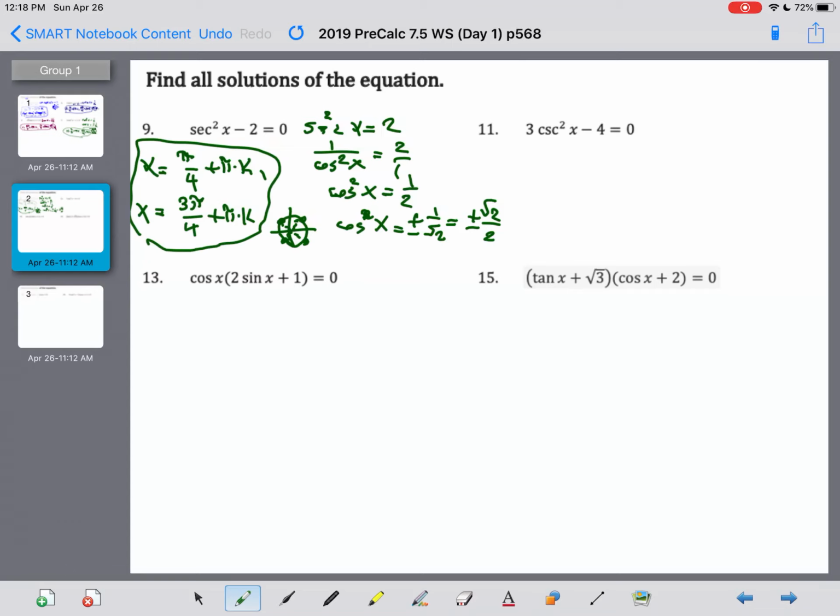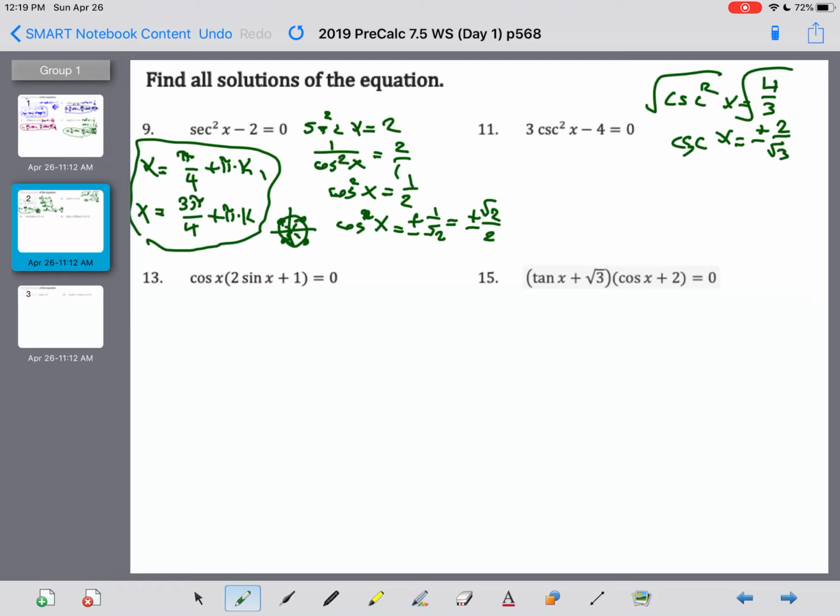Alrighty. Moving on here, cosecant. So I'm going to add the 4 over, divide by 3. So I'm going to get cosecant squared equals 4/3. I can square root here if I want at this point. So cosecant x equals plus or minus 2 over root 3.